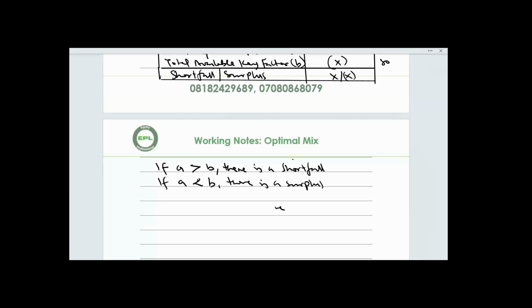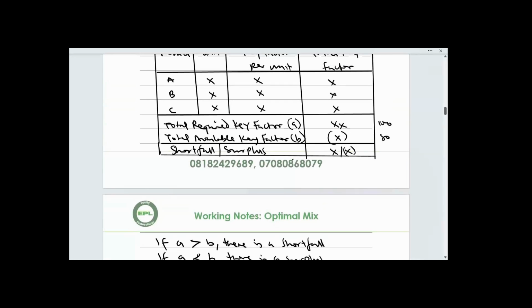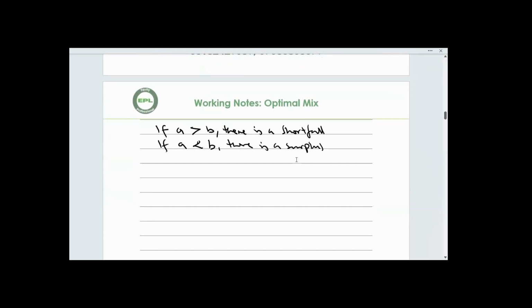then there is a surplus. So if what you require is less than what you have, let's say for example, here you need 70. Meanwhile, you have 90 available. What you need is less than what you have. So that means you have surplus. All right. So if the total required resources is less than the total available resources, there will be a surplus. Okay.